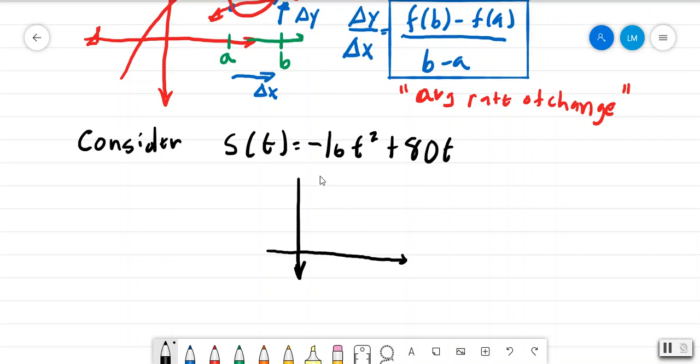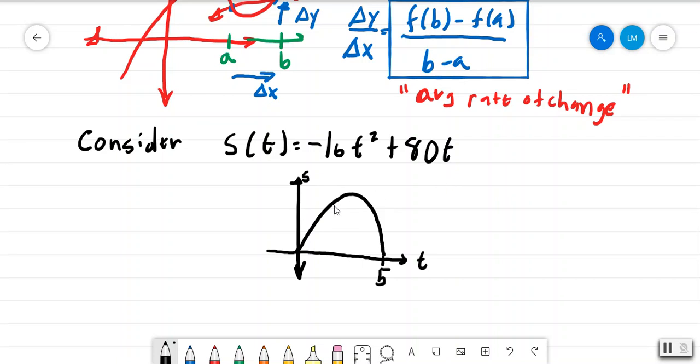Now, we'll try to make this as easy as possible. So we have S and t. Now the model says that it's from the ground up. So we have that the modeling of the height would look something like this. Now you have that it's in the air for about 5 seconds. So t is in seconds, and the initial velocity is 80 feet per second.